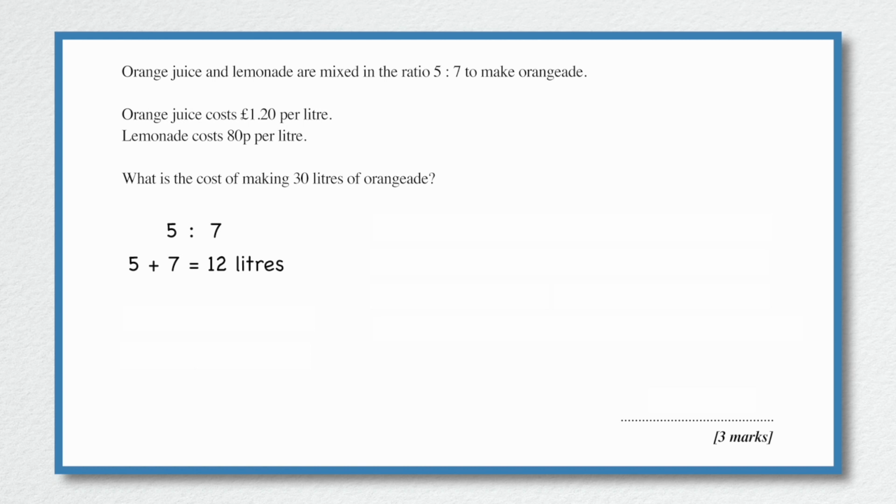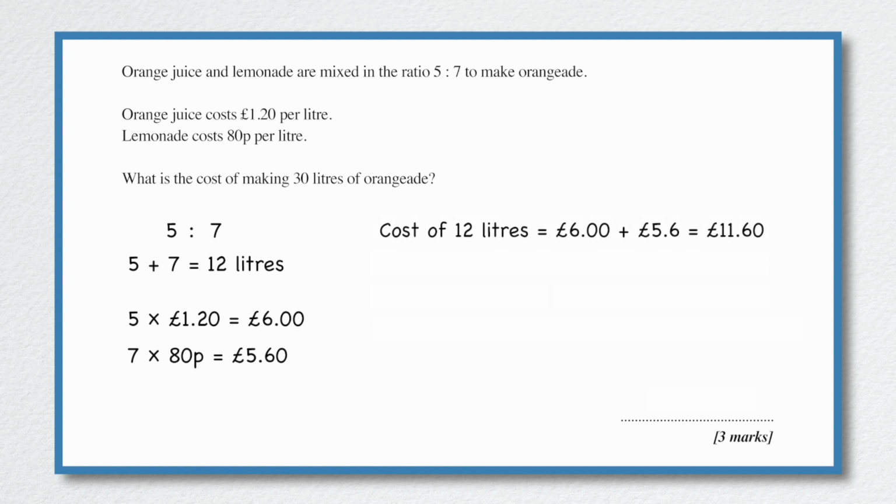Well, let's work out the cost of 12 litres of orangeade. So that's 5 multiplied by £1.20, which is equal to £6, and 7 multiplied by 80p, which is equal to £5.60. So that's a total of £11.60 for 12 litres of orangeade. This would mean, for 24 litres of orangeade, that would be 2 lots of £11.60, which is £23.20.